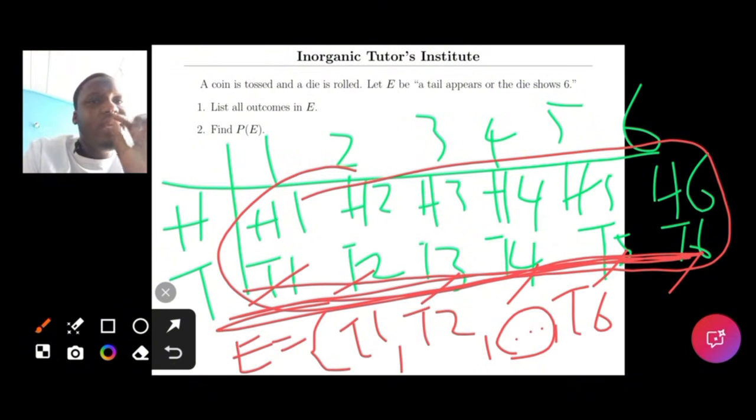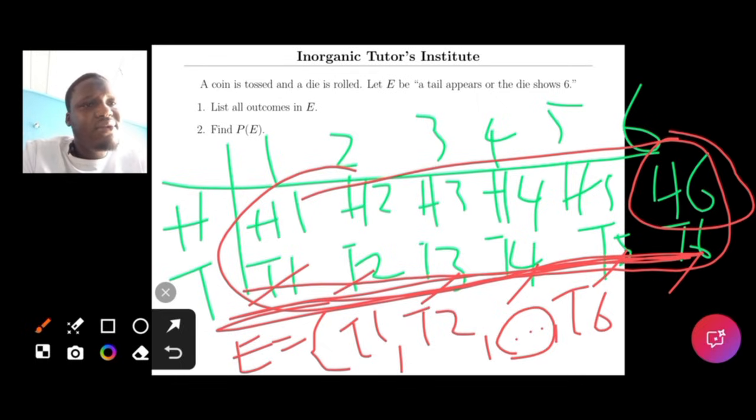Now, we say E should contain a 6, a tail, or a 6. Okay, so we have T1 up to T6. Now, what do you think? If someone gets H6, this guy, do you think he or she can fall under E? E is saying get a tail or get a 6.